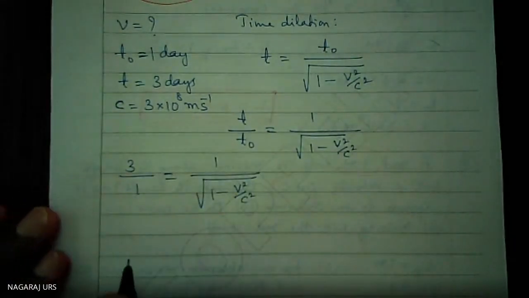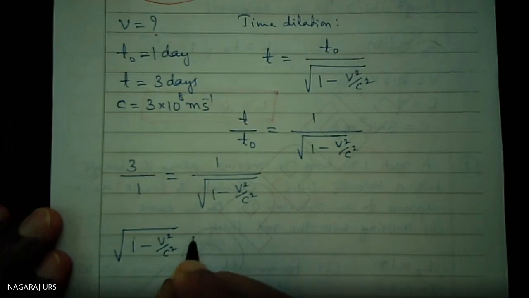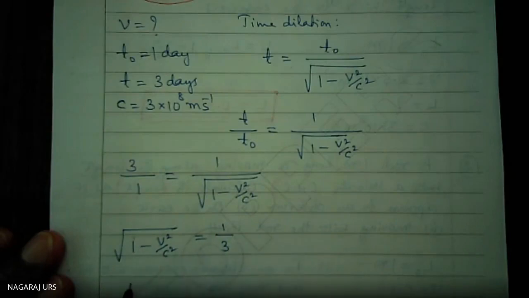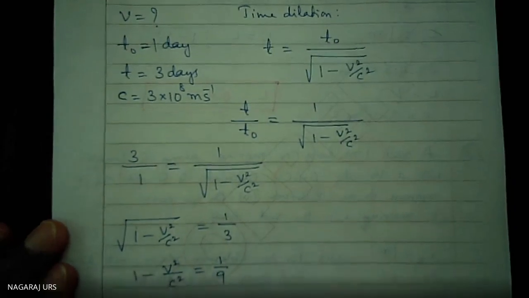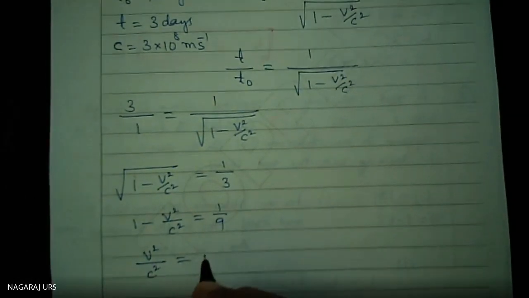I will take the reciprocal on both the sides. Therefore, 1 by 3 is equal to the square root of 1 minus v square divided by c square. Squaring on both the sides, 1 minus v square divided by c square is equal to 1 by 9. Therefore, v square divided by c square is equal to 1 minus 1 by 9.